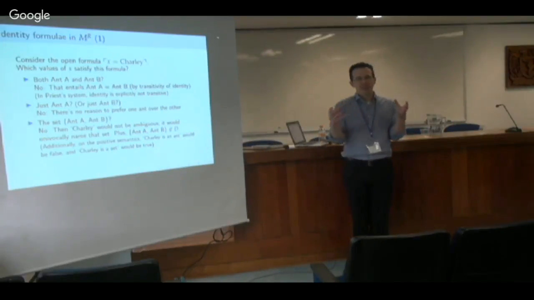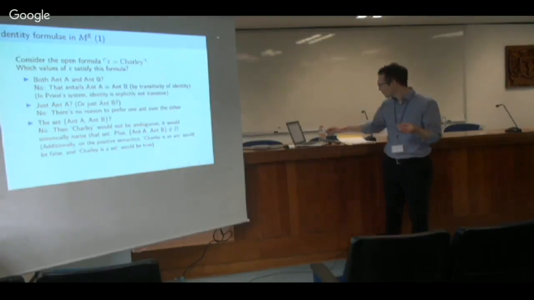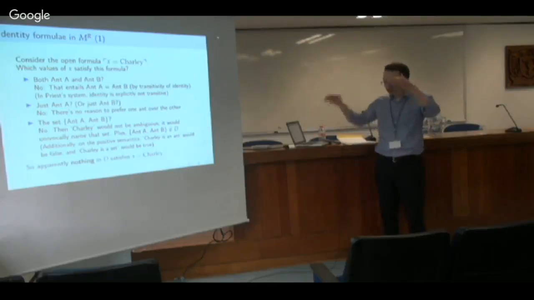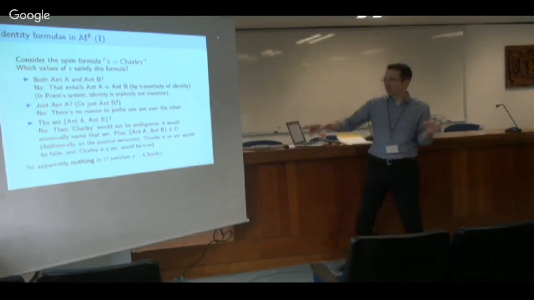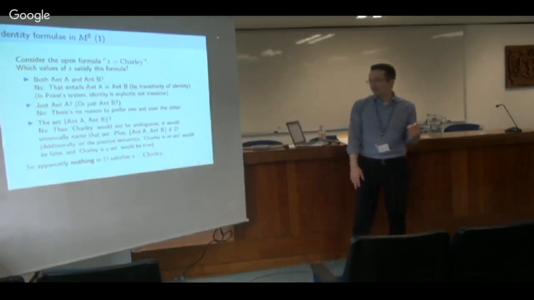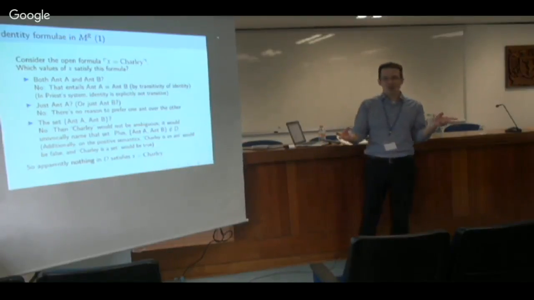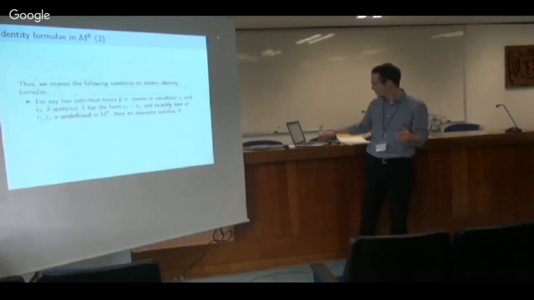We want to say, like, if you're attracted at all to the positive semantics, then when this Fred, the ant owner, says to himself, Charlie's an ant, right? You want that to be true. Okay. So it looks like nothing in the domain satisfies x equals Charlie. You might think, oh, what about the merely logical fusion of Ant A and Ant B? I think that's going to have the same kinds of problems as this, because then Charlie has two heads, it's true. Charlie has 12 legs, it's true. And that seems like it's wrong.